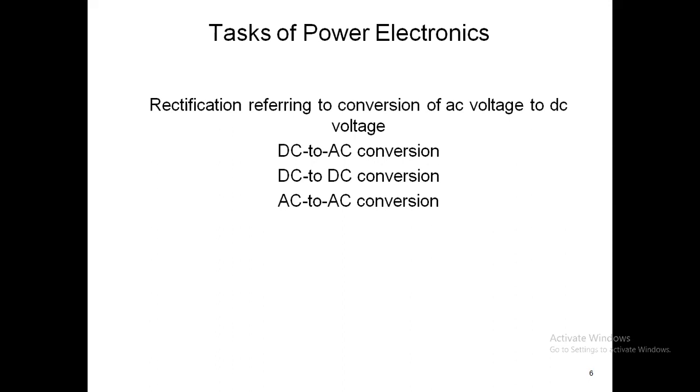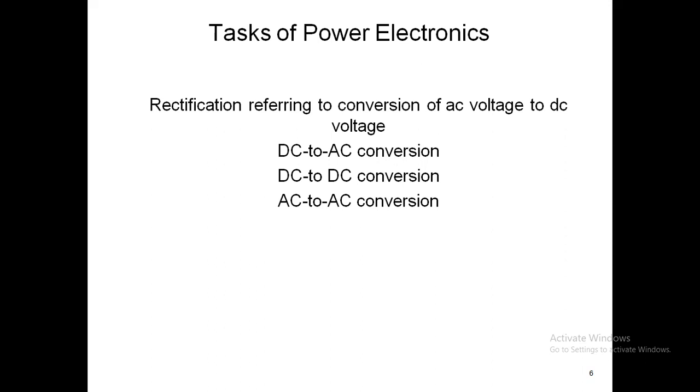If you have some AC on your input side and you require some AC at the output of this power electronics converter, then you can use this AC to AC conversion. In the AC to AC conversion, maybe you will be varying the voltage level of that input AC, or maybe you will be varying the frequency of that AC.